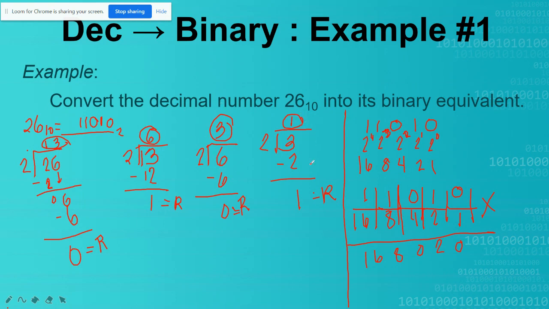Ang gagawin mo dyan is ipag-add mo siya. Okay? So, add mo itong mga to. So, the answer will be 16 plus 8 plus 2, okay, 26. So, if this one is the base 10, okay? So, 26, check natin, tama naman. So, we are correct. So, that's how we are going to convert binary into decimal.